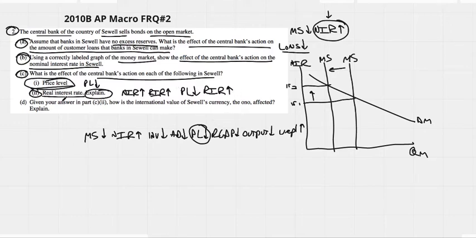So anytime they ask you to explain the real interest rate, always figure out what the nominal is doing and the real, and then talk about the price level also. Price level and real interest rates go in opposite directions.